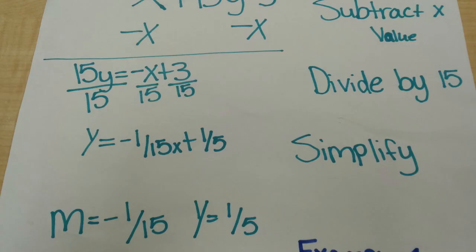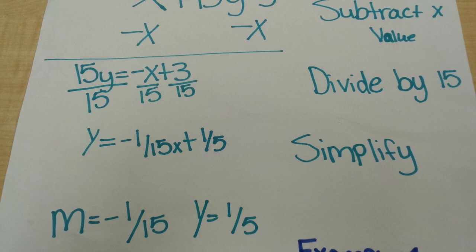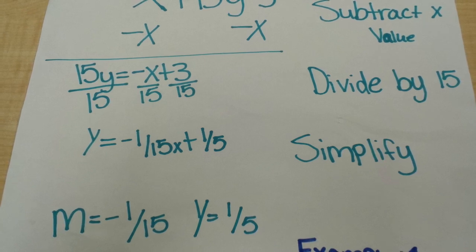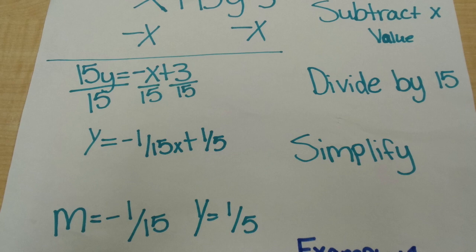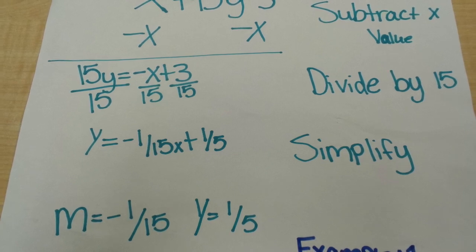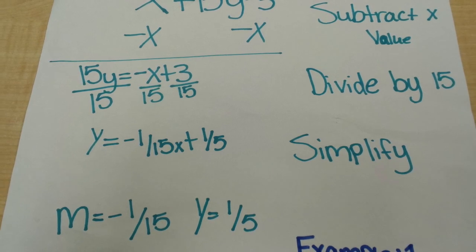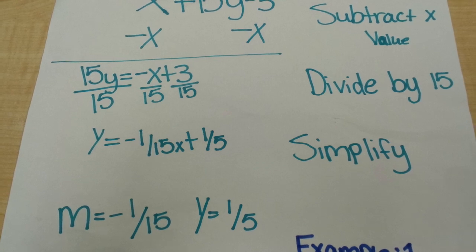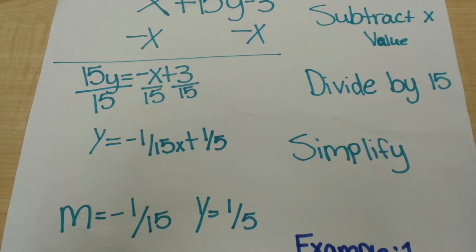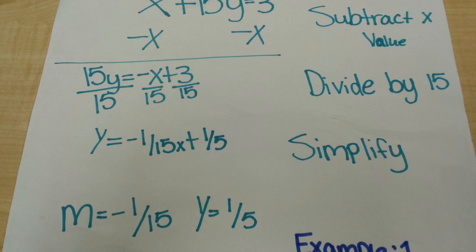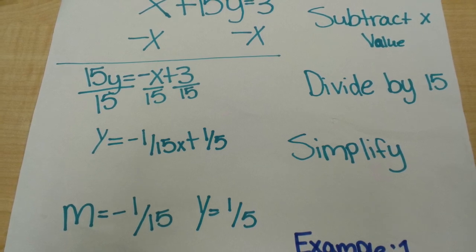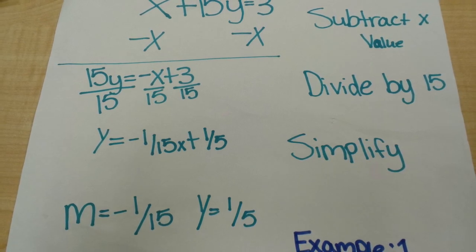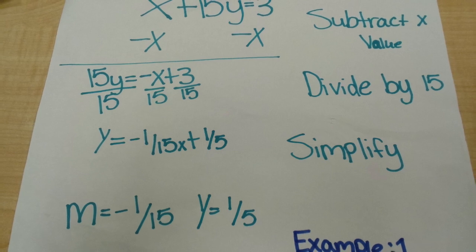The number of steps to converting an equation into slope-intercept form varies depending on the equation. For example, the example shows the problem x plus 15y equals 3. To begin to convert the problem into slope-intercept form, you have to subtract the x from both sides to get the 15y by itself. For step 2, you would divide all terms by 15 to get the y by itself, and you end up with y equals negative 1 over 15x plus 1 over 5.